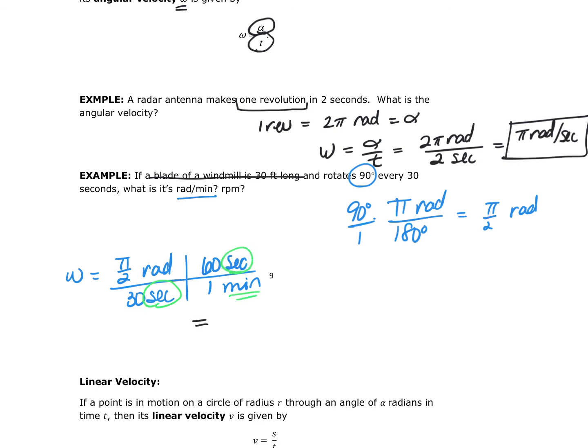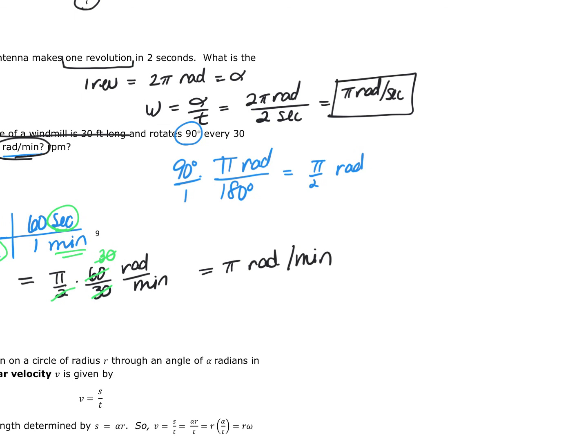So my answer is going to be pi over 2 times the 60 divided by the 30, and then I end up with radians per minute. So you can see that this 2 and this 6 will cancel, giving me 30. This 30 and this 30 will cancel, and I end up with pi radians per minute. So that answers my radians per minute.